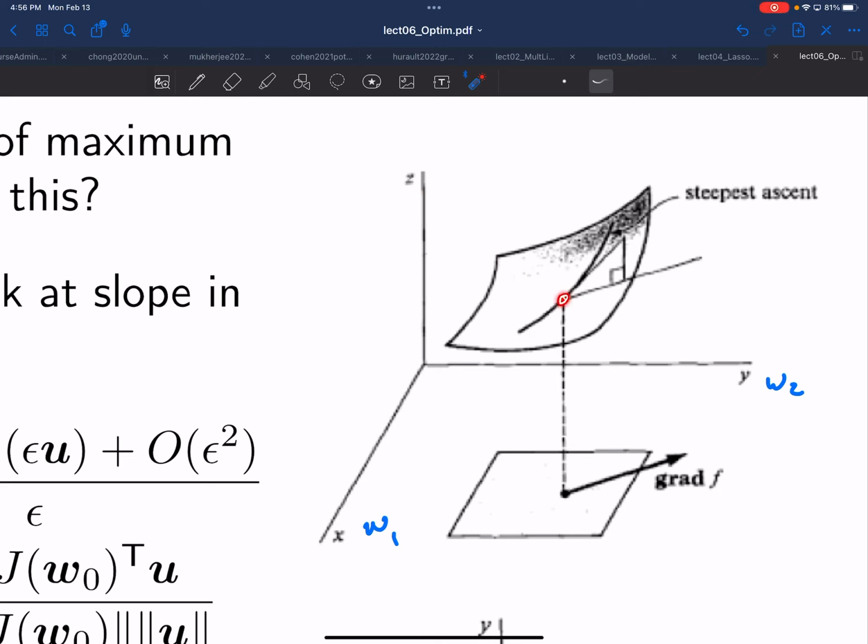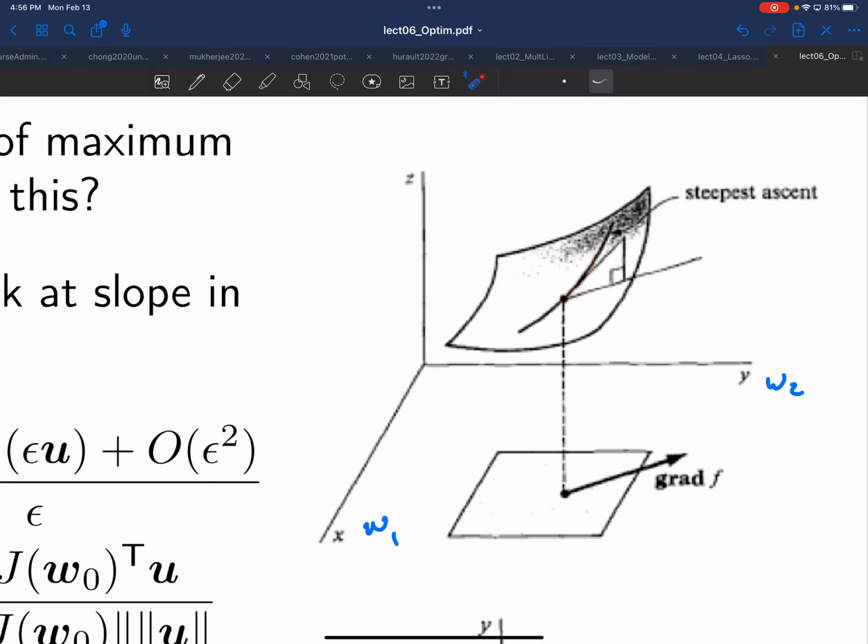But now let's say that I want to move in this direction. So I'm moving in my parameter space this way. What's going to happen is on that curved function, I'm going to start to curve up. And so you might ask, if I'm moving in this direction, how much is this curving up? That would be what's called the directional derivative. It's kind of like the slope in that direction of movement.